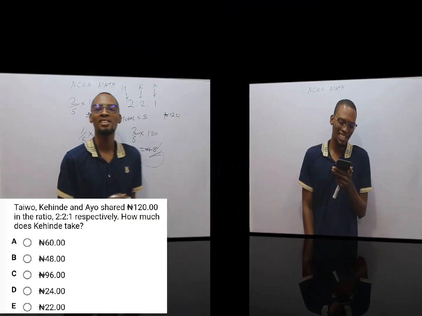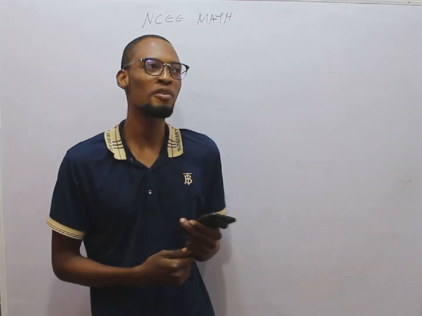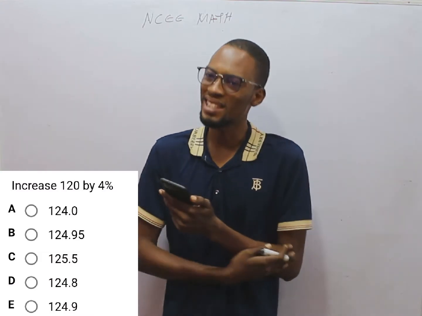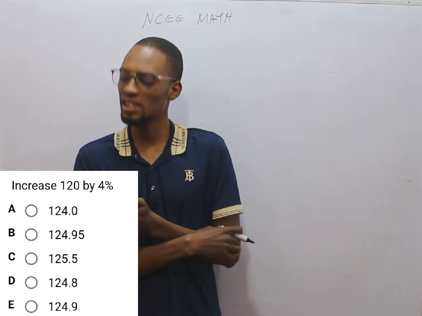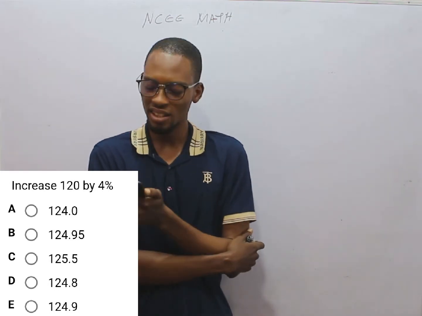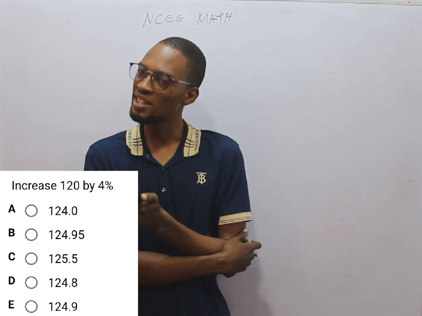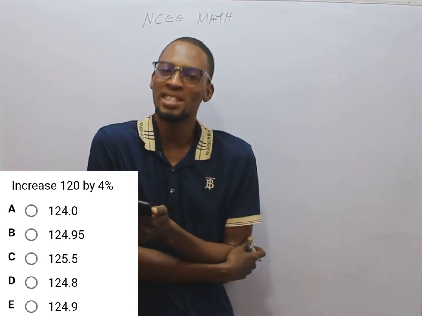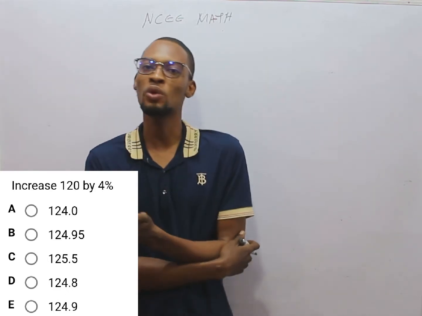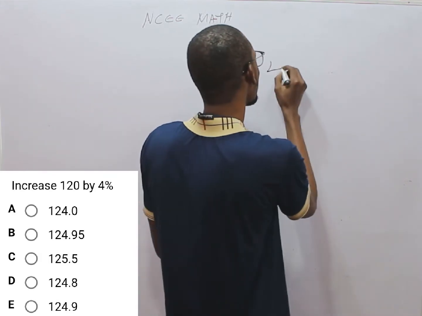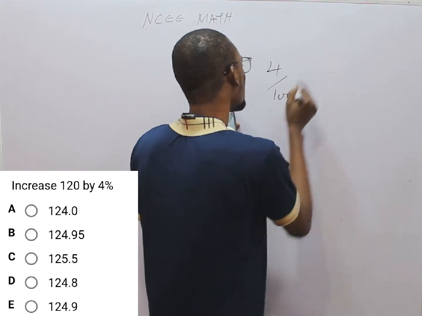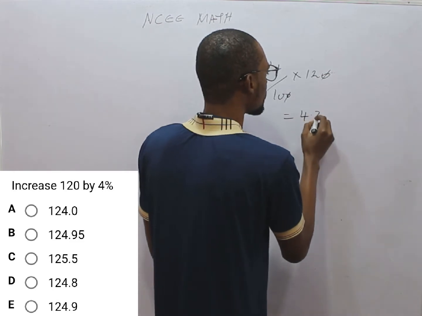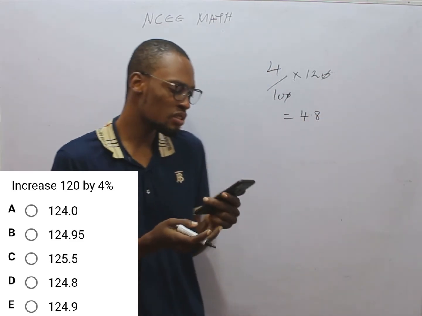The next question: increase 120 by 4%. It simply means add 4% of 120 to 120. It did not say find 4% of 120. It is different. It says increase 120 by 4%, which means find 4% of 120, then add it to 120. 4% is 4/100 times 120. This will give you 4.8. So 4.8 is 4% of 120.